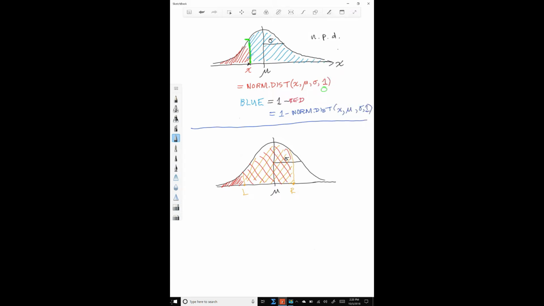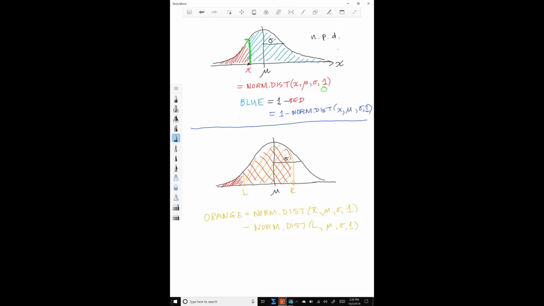To get the orange area, orange is equal to the area to the left of R, so that would be NORM.DIST R, mu and sigma with a 1 to get a left tail cumulative, minus NORM.DIST L, mu, sigma, 1. And that's how you solve a between cumulative, a between probability problem.